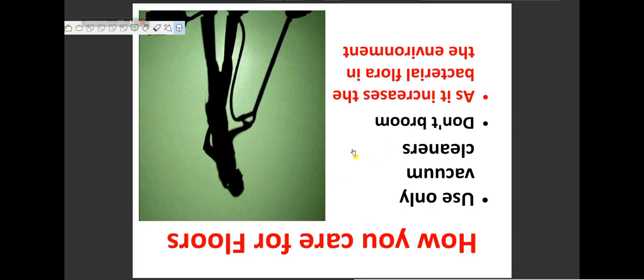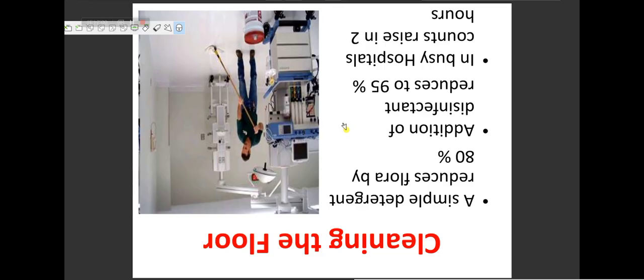So how do you care for floors? Use only vacuum cleaners, because they collect all the dirt in them, right? And don't broom. We should not broom, because while brooming, the dust particles can enter the air and mix in the air, and then it will cause problems during inhalation. It also increases the bacterial flora in the environment, as I told you, right?